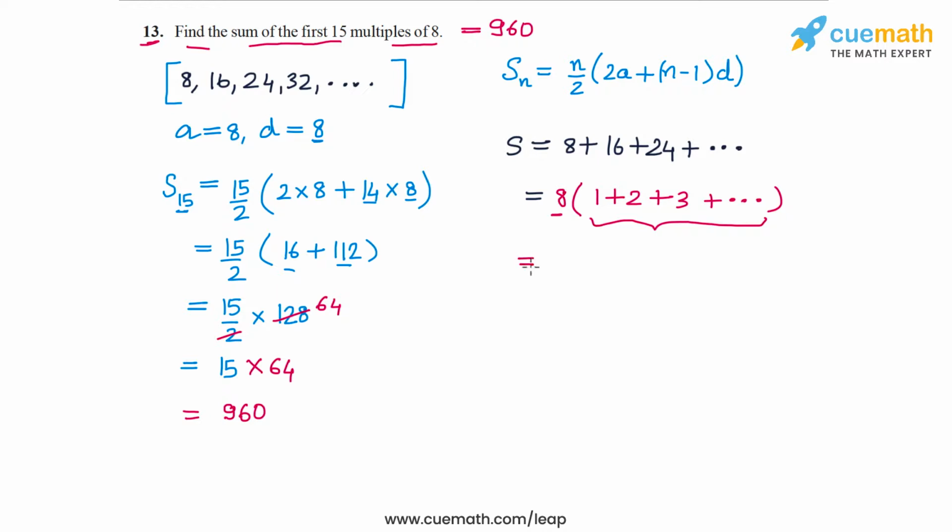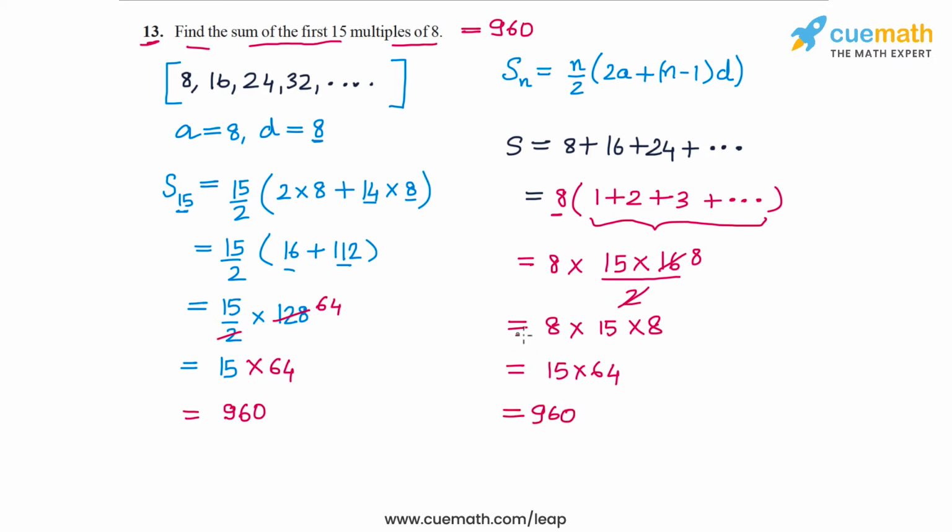And now we can apply the formula for the sum of the first n natural numbers, that's n into (n plus 1) by 2. So in this case it will be 8 into the sum of the first 15 natural numbers, which is 15 into (15 plus 1), or 16, by 2. So this is what we will get. 8 into 15, and 16 by 2 gives 8. So 15 into 8 into 8, so we once again get 15 into 64. 8 into 8 is 64. So once again we get 960.